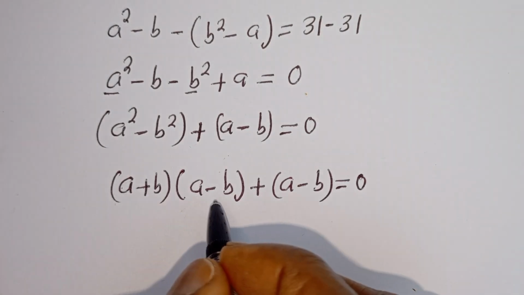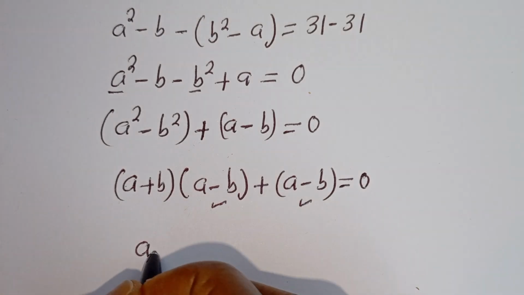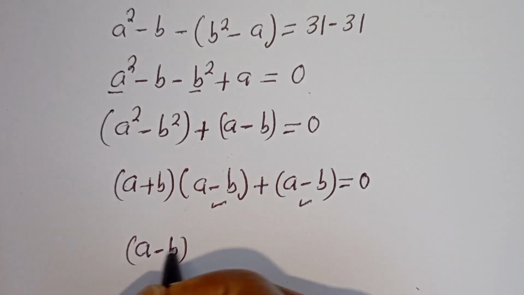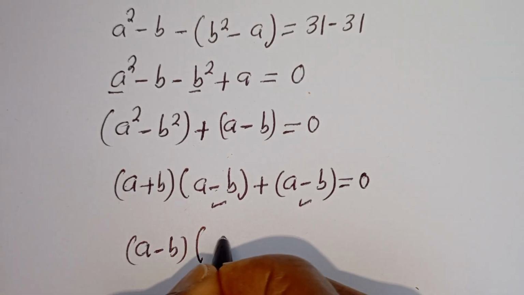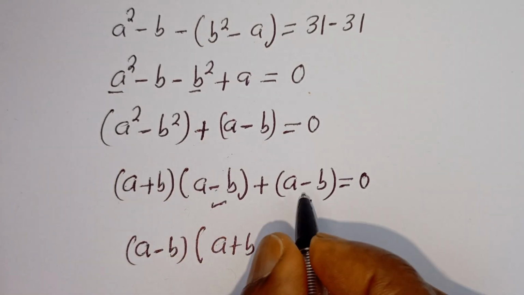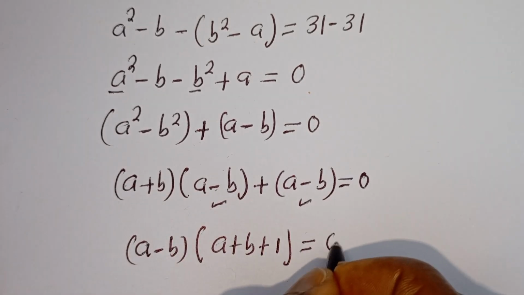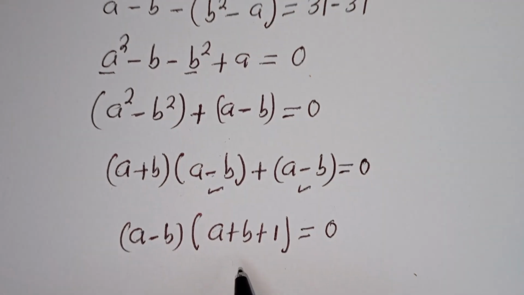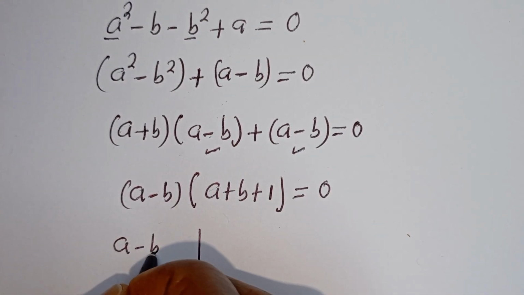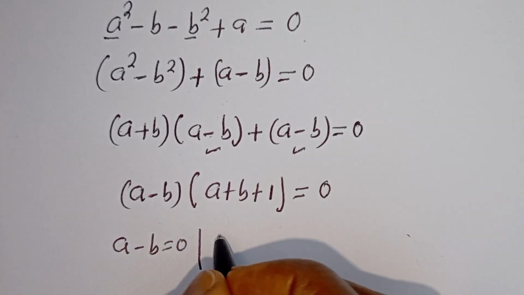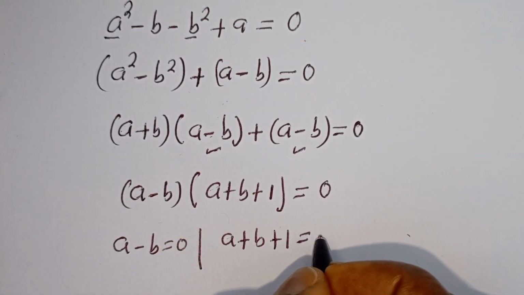Now here a minus b is common. Let's bring it out. A minus b bracket, if you divide this by this, we have a plus b, and if you divide this by this, we have plus 1 is equal to 0. There are two cases here. The first case is a minus b equal to 0, and the second case is a plus b plus 1 is equal to 0.